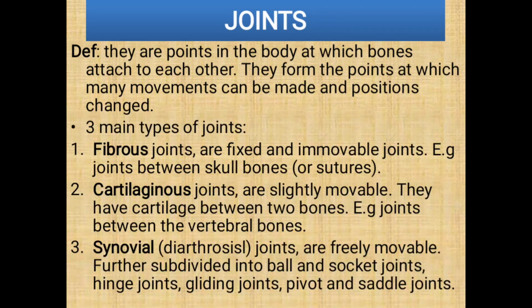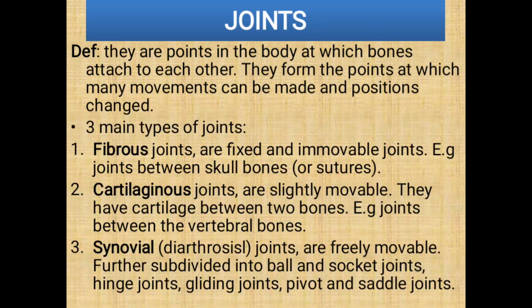So for example, joints between skull bones, the ones we commonly call the sutures, the coronal suture, the sagittal suture, the lambdoid suture. So those are the fibrous joints zenye ziko fixed and immovable. Sawa. Fixed and immovable. Also tuko na ya pili inaitwa cartilaginous joints. Cartilaginous joints inaweza move slightly. So iko na cartilage between the two bones. For instance, joints between the vertebral bones inaweza move tu kidogo.